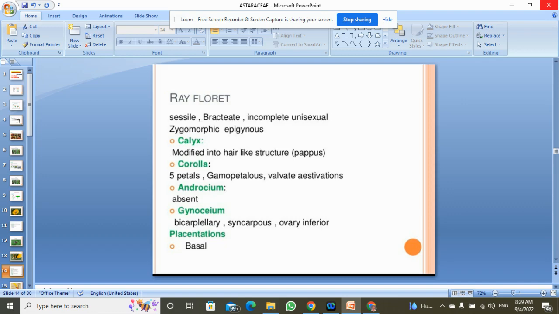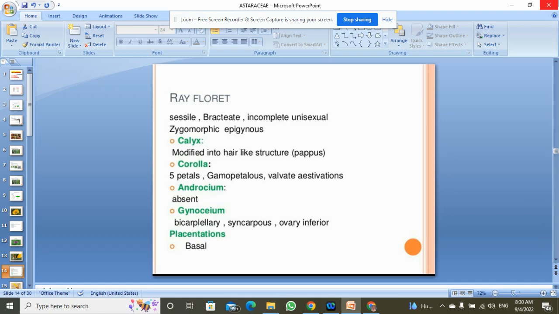Then the gynoecium. As it is a female flower, you can see 2 carpels, so bicarpellary, syncarpous, 2 carpels united. And the ovary is inferior. As I told you, the inferior ovary always contains epigynous flowers.